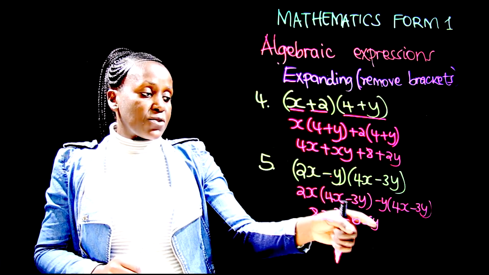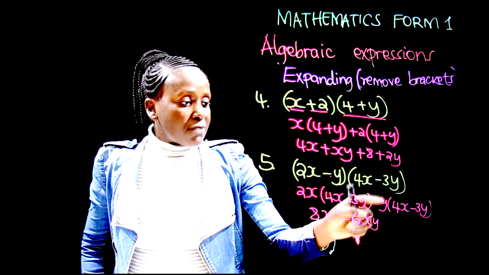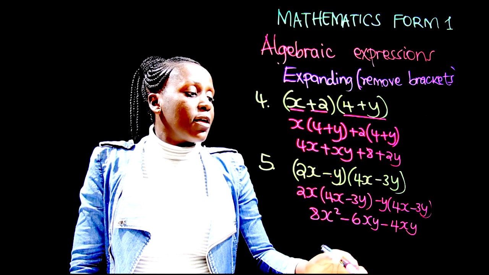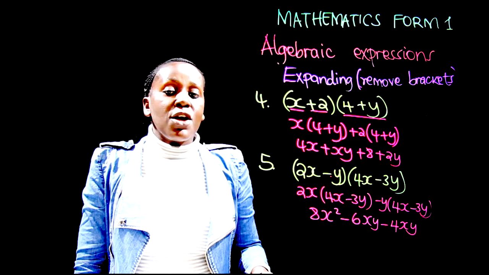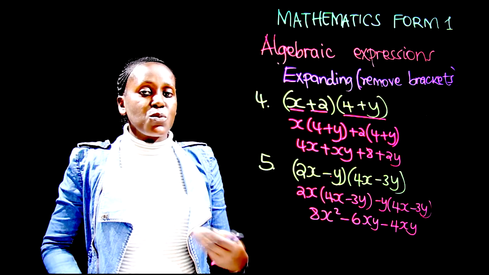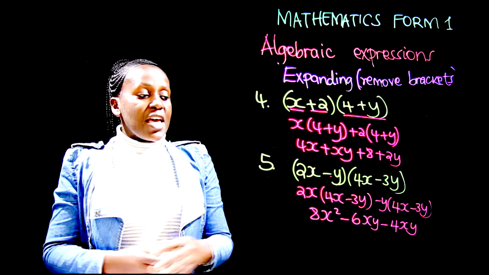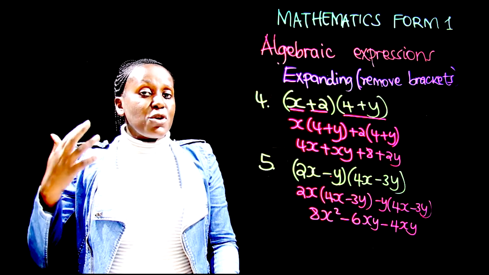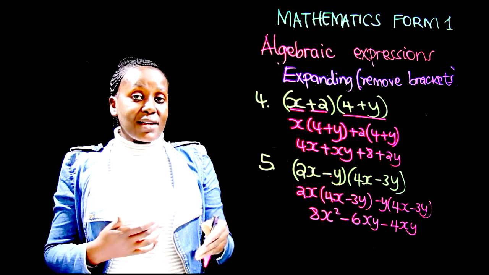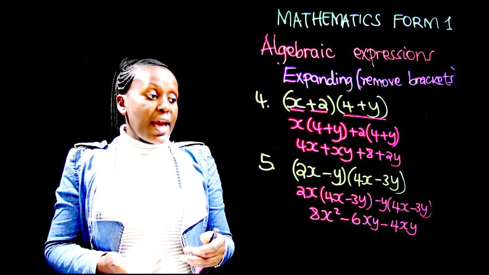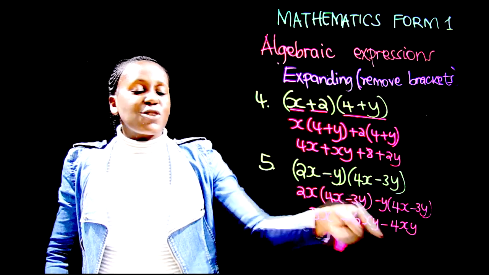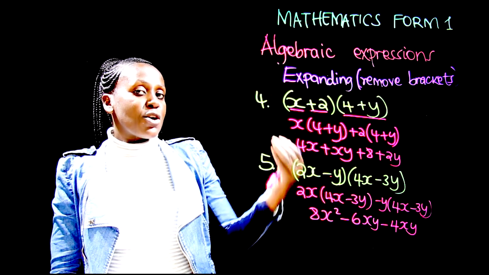Then x times y gives you xy. Then we have negative y times 4x, which is equal to negative 4xy, because y times x is xy. You might be tempted to write yx, which is still okay, but when we write these terms, it is advised that you follow the alphabetical order. So if you multiply y times x, x comes before y, so it becomes xy instead of yx. However, yx is still correct. And also it's the reason why we start with the number. So instead of writing this as xy4, we start with the number 4xy.